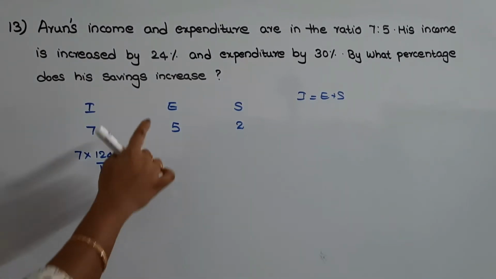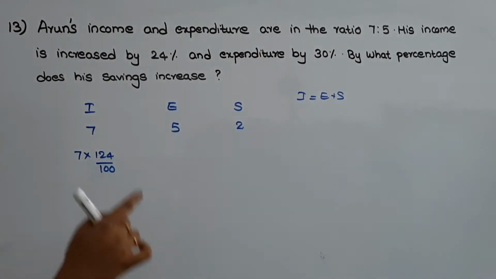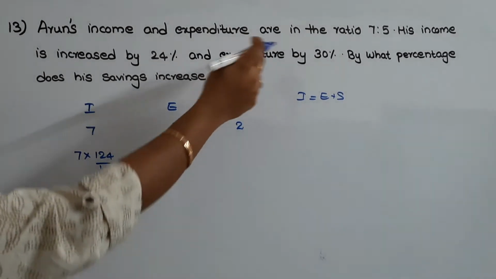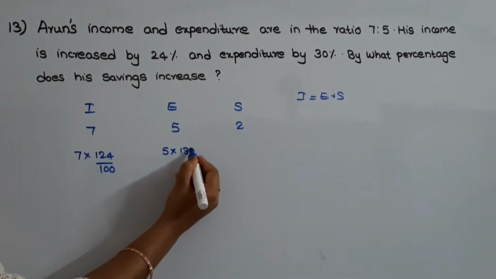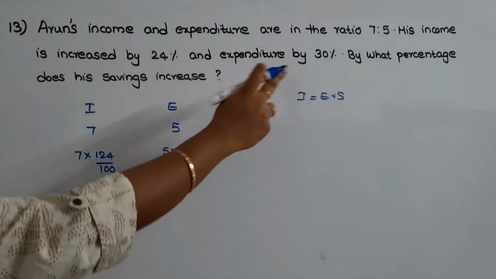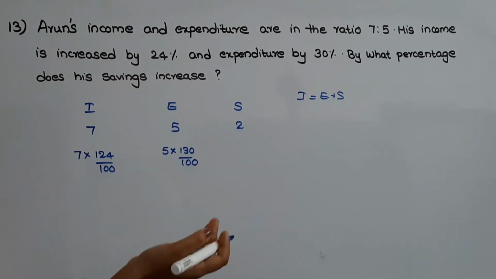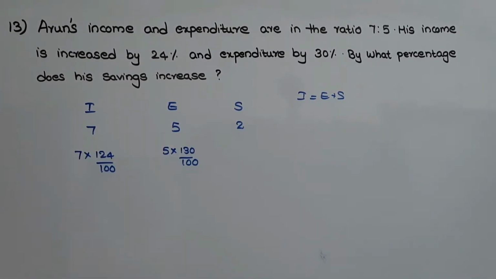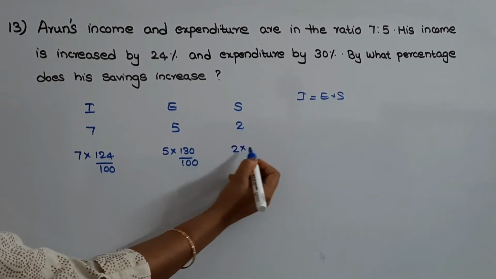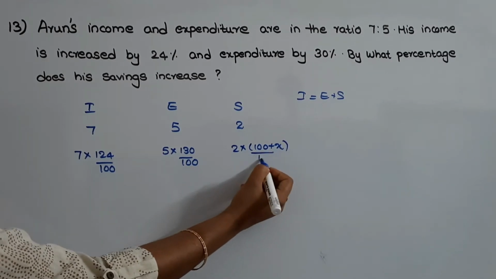And if the old expenditure was 5 and it is increased by 30%, then the new expenditure will be equal to 5 into 100 plus 30, that is 130, by 100. So we need to find out by what percentage the savings is increased. Let us consider that the savings has increased by some X percentage. So the new savings will be equal to 2 into 100 plus X divided by 100.